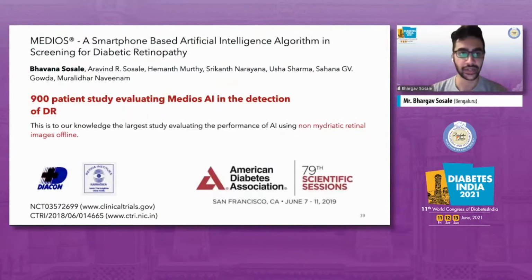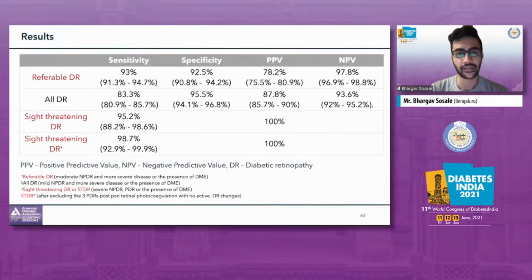We also did another study which evaluated the device with 900 patients in a clinical setting, and it is the largest study evaluating the performance of an offline AI using non-mydriatic retinal imaging. And this was presented in ADA in 2019 as well. The results of that study showed a sensitivity of 93% and a specificity of 92.5% for referable DR. And for sight-threatening DR, it actually showed a specificity of 98.7%.